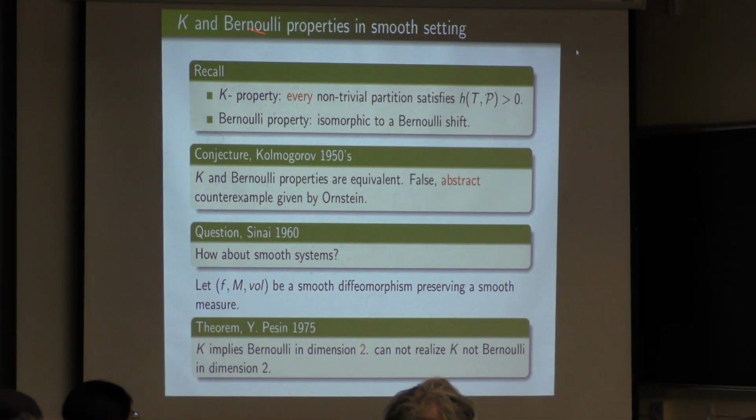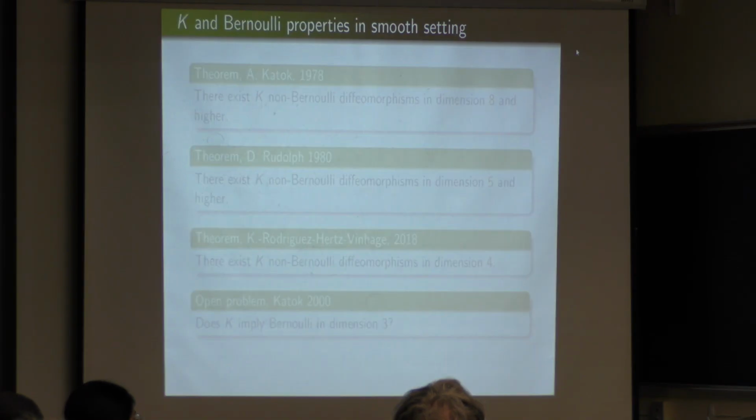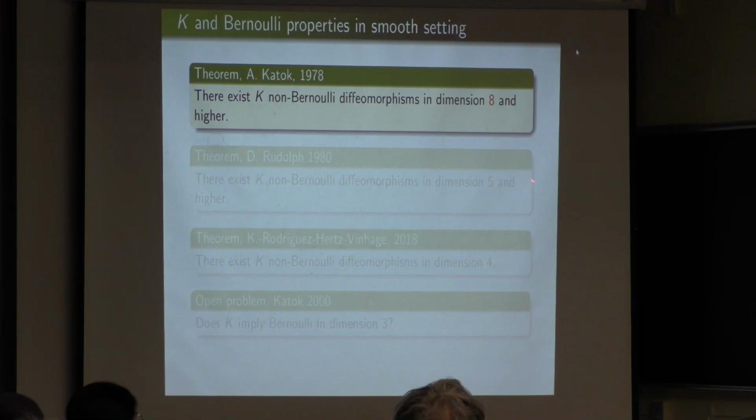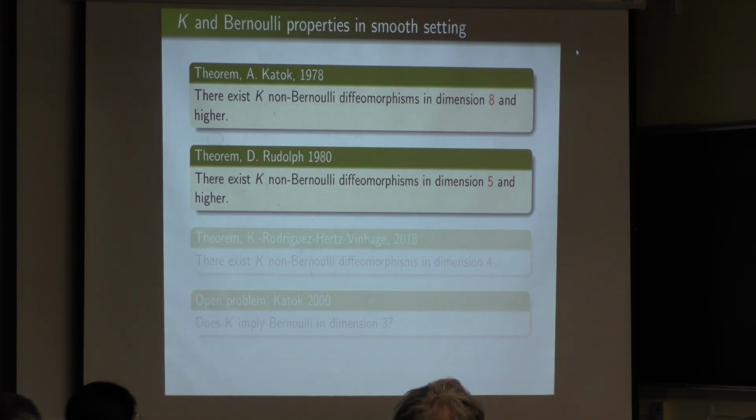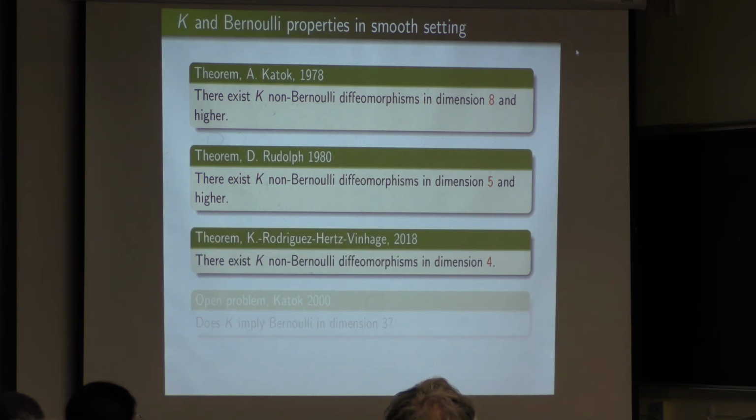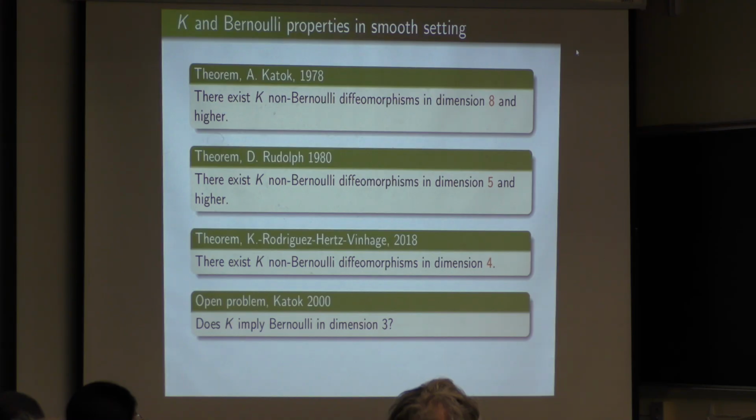And then the question was to what extent K and Bernoulli are equivalent. So in dimension 2 they are. Katok constructed an 8-dimensional example where they are not. Rudolph gave a 5-dimensional one. We gave a 4-dimensional one. The 3-dimensional one is very open.